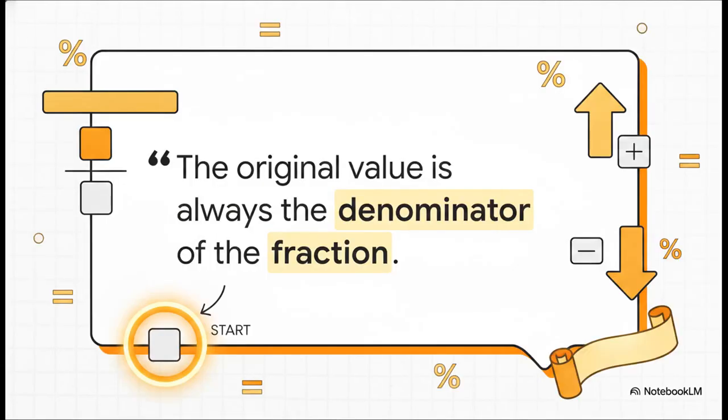But if you're going to commit just one thing to memory from this whole explainer, let it be this. The crucial point is, the original value is always the denominator of the fraction. Always. Whether a number is going up or going down, you have to anchor yourself back to where you started. It's literally the golden rule of percentages.